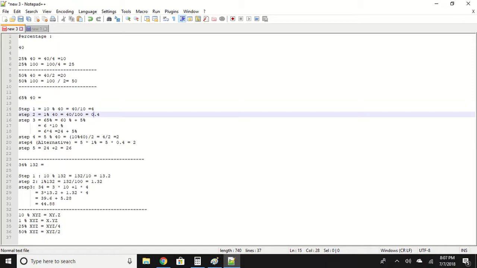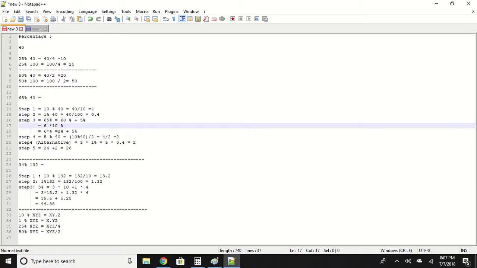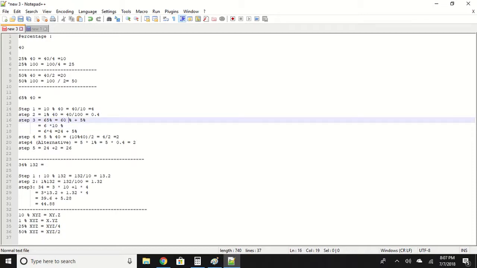And then the second step, we're going to find what 1% of 40 is. The 1% of 40 is going to be 40 divided by 100, that's going to be 0.4. Step 3 is the same as the multiplications that we did before. It's going to be splitting that percentage into easy math. So it's going to be 60% plus 5%, as you can see.